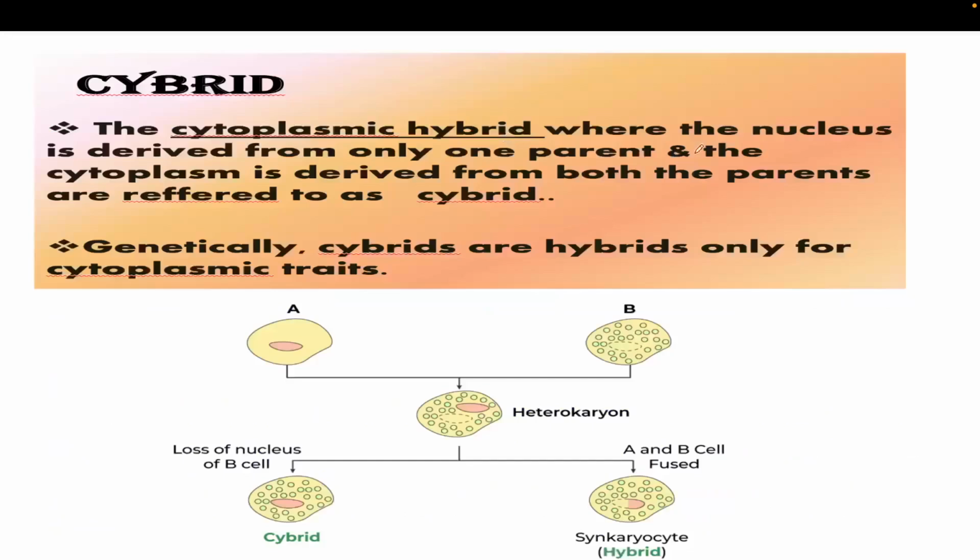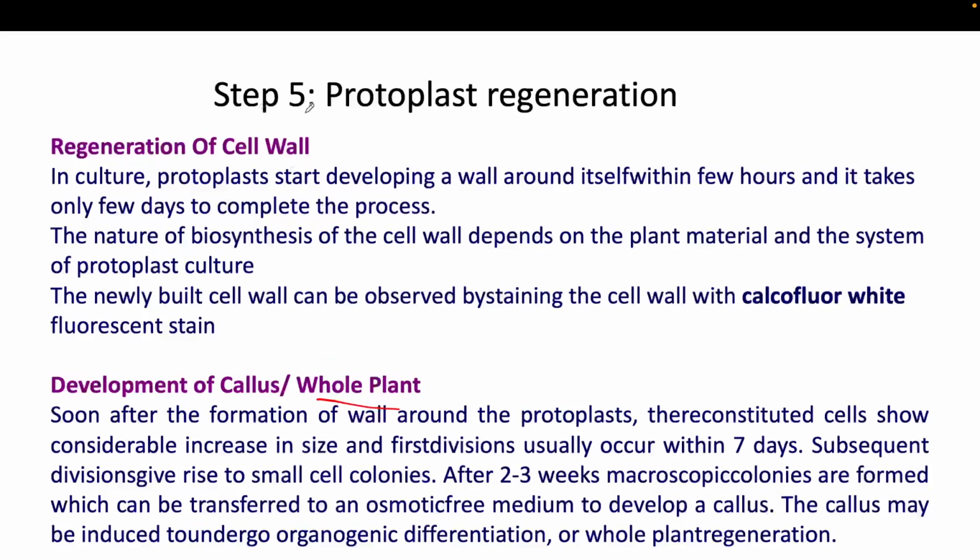The another thing of somatic hybridization is the hybrid. Okay, here in this case of protoplast fusion, we have seen the somatic hybrid. Okay, a somatic hybrid has the nucleus of both the cells as well as the cytoplasm of both the cells.